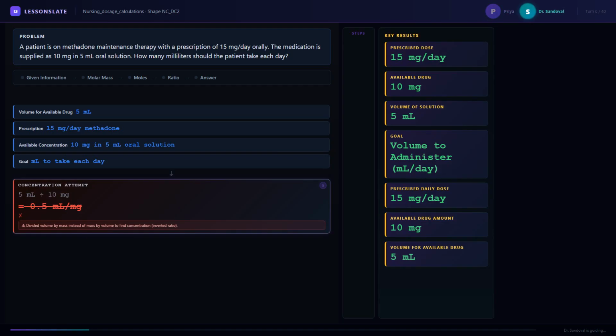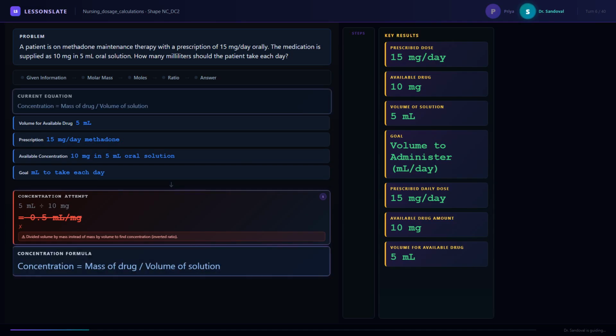You're on the right track with using division, Priya, but you've inverted the ratio. Concentration tells us how much drug is present per unit volume, so we usually want milligrams per milliliter. Right now, your calculation gives us milliliters per milligram. Think about what quantity belongs on top to get milligrams per milliliter. Can you try setting up that division again?